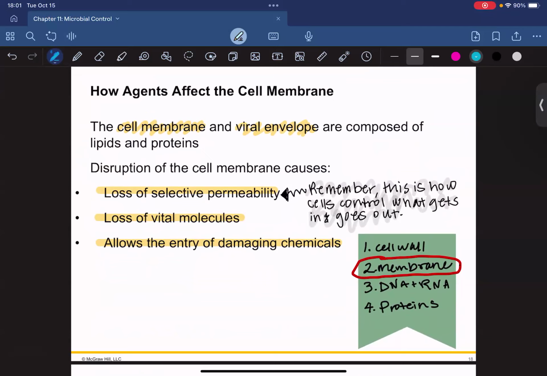All right, so the cell membrane also includes the viral envelope. Not all viruses have it. If they don't, they're called naked. If we affect the cell membrane, we will have loss of selective permeability, which essentially means water could move in and out, but other things had to have channels and things to be controlled. So if we break this apart, we can't have selective permeability. We'll lose vital molecules, and damaging chemicals can get into those bacteria.